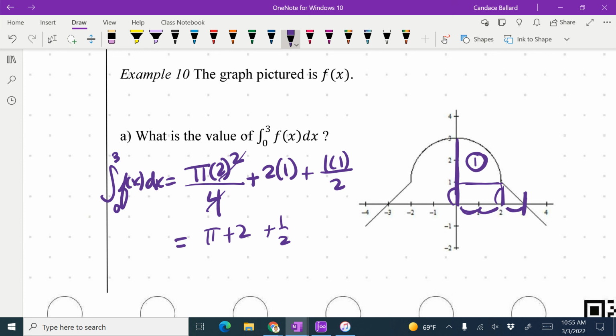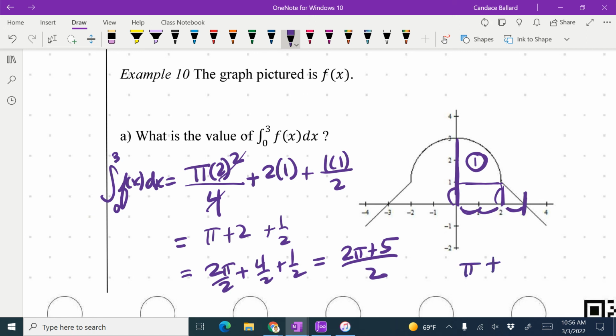There's a number of ways you could do this from here. You could make this 2 pi over 2 plus 4 over 2 plus 1 over 2. And then it would be 2 pi plus 5 over 2. Why did I, yeah, okay. I totally wrote the wrong number last year. We could also have left it as just pi plus 5/2 and not done the scaling this part up. Both of those are fine.